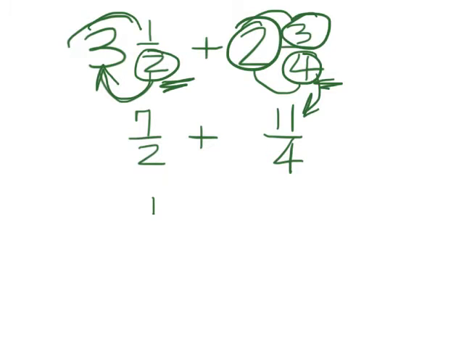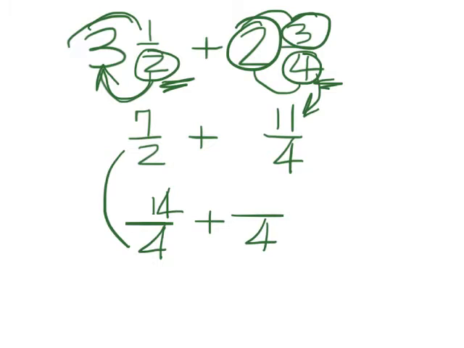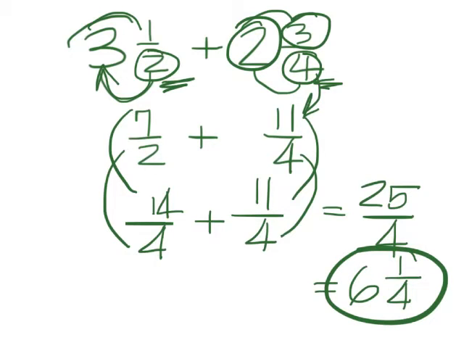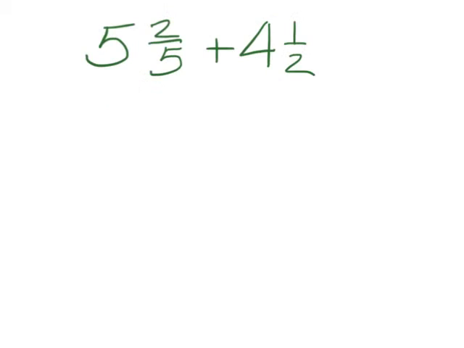What is the common denominator? 4. That would be 4. And since we're multiplying by 2 here, we would end up with 14 on the top. 7 times 2 is 14, and this one doesn't change. So now what's 14 plus 11? 25. How many times will 4 go into 25 without going over? 6. 6 times. What's 6 times 4? 24. What's the difference between 24 and 25? 1/4. So you put the 1 over the 4.